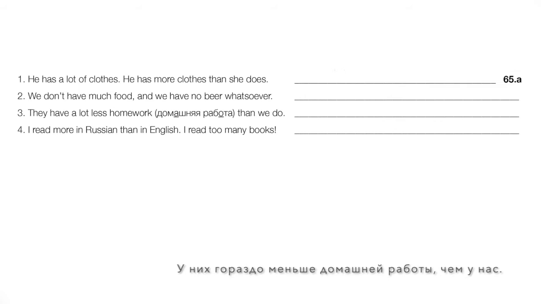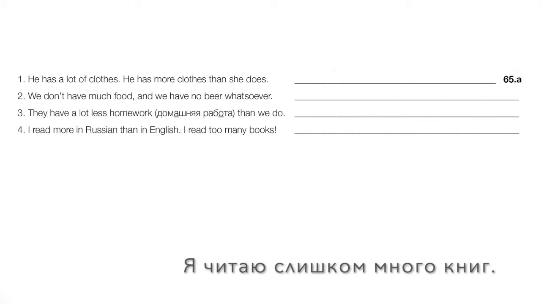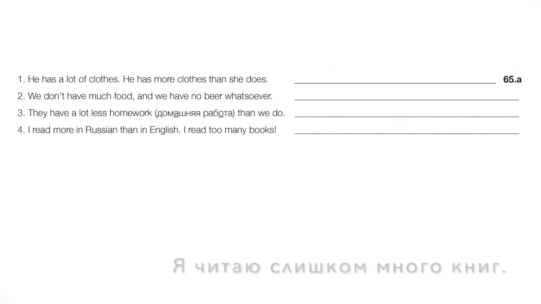Four, I read more in Russian than in English. Я читаю больше по-русски, чем по-английски. I read too many books, слишком много, right, too many. Я читаю слишком много книг. Again, we could read that more literally as too many of books, right? The thing we're counting, in this case, books, is going into the genitive.